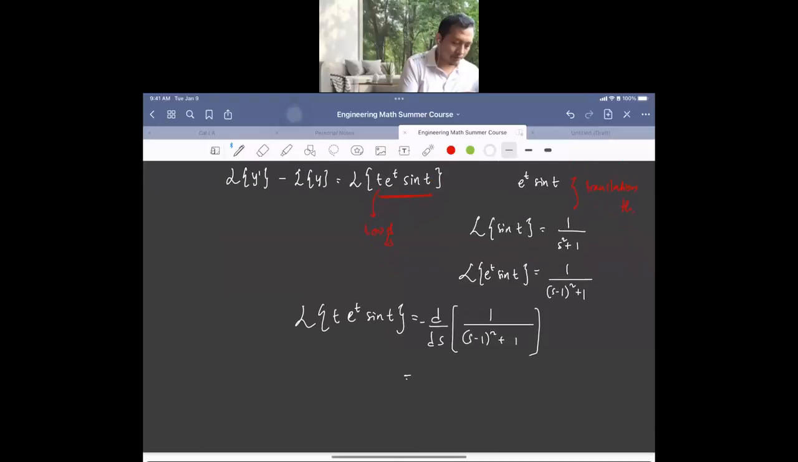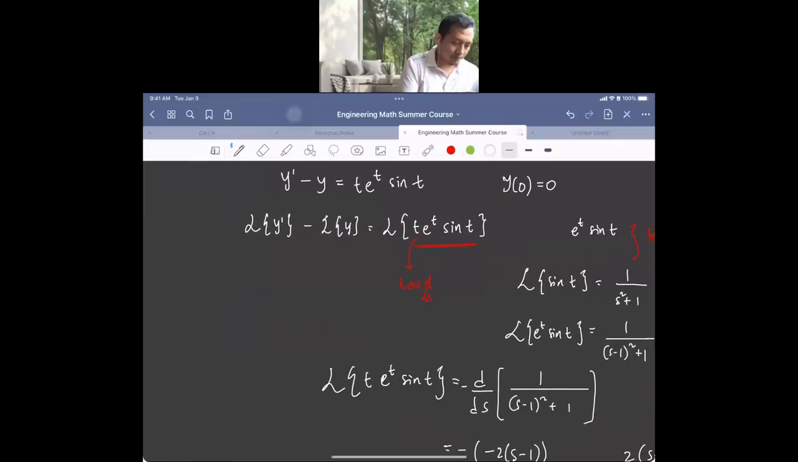So I think we can just take the quotient rule. We take (s minus 1) squared plus 1, and the whole thing squared, and then 0 minus, so minus 2(s minus 1). So we will have 2(s minus 1) over... okay, this is for the right side.